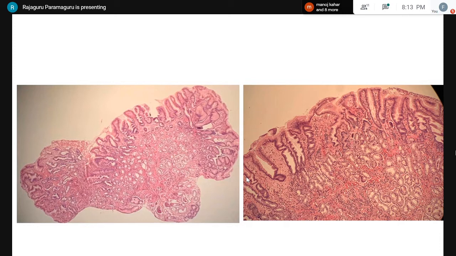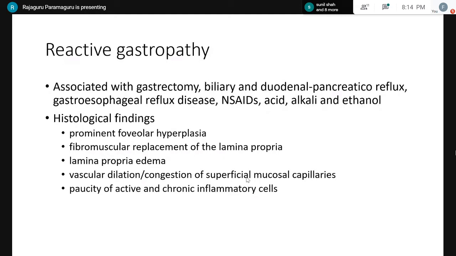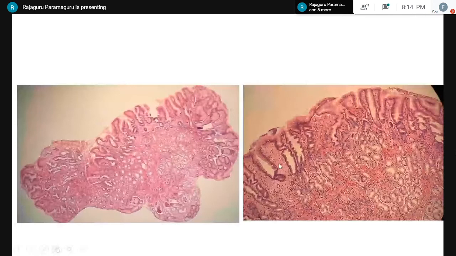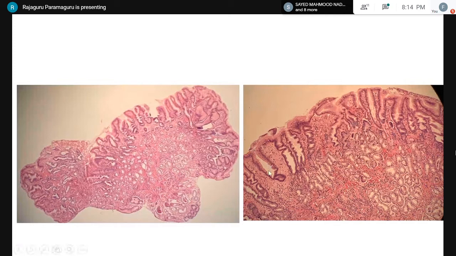So this is a chemical-induced gastropathy which might be seen with biliary or duodenopancreatic reflux, and also with NSAIDs and other weak alkalis or acids, even with frequent alcohol intake. As rightly pointed out by both of them, there is prominent foveolar hyperplasia with typical attenuation of the foveolar mucinous epithelium. When we saw the previous images, the foveolar epithelium was very thick, but what we see here is thinned out foveolar mucin. It is completely attenuated, and then there is the corkscrew appearance of the foveolar epithelium, and a very sparse inflammatory infiltrate. It doesn't look like a gastritis at all, and there will be a lot of fibromuscular proliferation in the lamina propria, and there will be vascular dilatation and congestion as well.